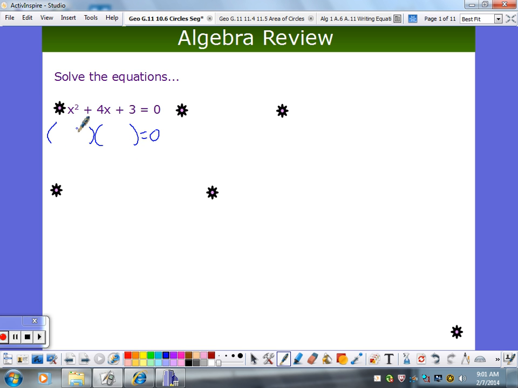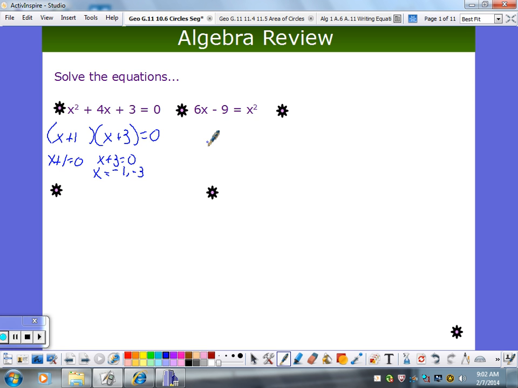So let's see. Remember how to factor these guys. I call these type 3s, where it's a trinomial, my leading coefficient is 1. The only way to get x squared is x times x. Now I need two numbers, multiply to 3, add to 4. 1 and 3. Okay, so let's set this one equal to 0, and let's set this one equal to 0. So what's x? Negative 1 or negative 3.